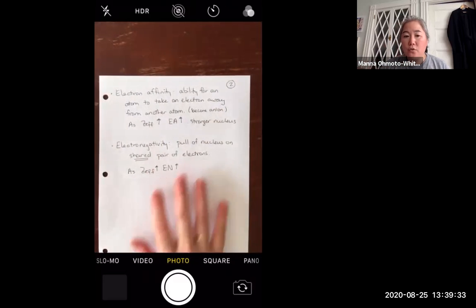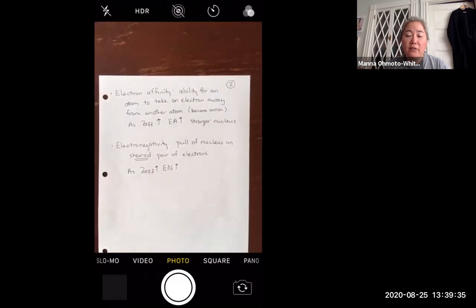And the final trend is really talking about something in which we are having a shared pair of electrons, and that's when we form bonds. So the electronegativity is the pull of the nucleus on a shared pair of electrons. So as the Z-effective increases, the electronegativity increases as well.